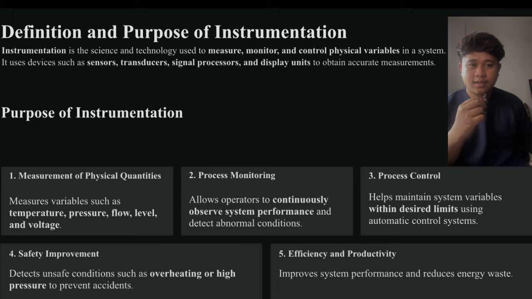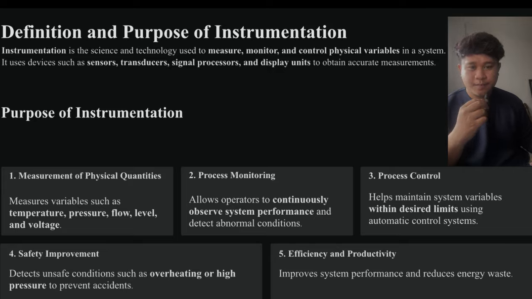And today I'm going to talk about instrumentation and measurement systems. To start with, instrumentation is the science and technology used to measure, monitor, and control physical variables in a system. These variables could be temperature, pressure, flow, level, voltage, and many more. Instrumentation uses devices such as sensors, transducers, signal processors, and display units to convert real-world physical quantities into readable and usable data.